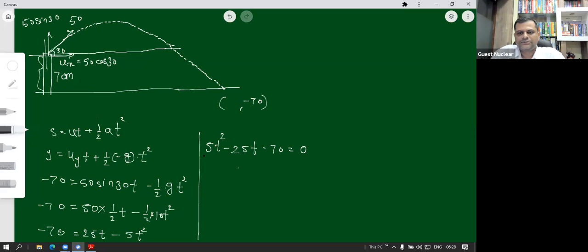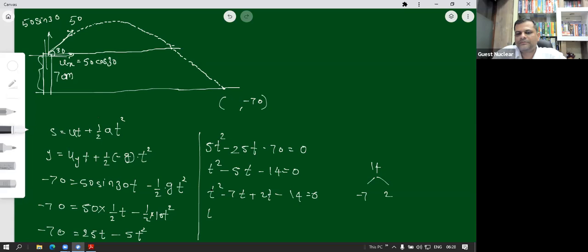Hai? So if we divide this whole thing by 5, then we get this T square minus 5T minus 14 is equal to 0, correct? Hai? And then we can just get it as, yes, 14 को factorize करो. 14 can be factorized as 7 and 2, but it should be minus 7 and plus 2, right? So that we get this as T square minus 7T plus 2T minus 14 equal to 0.